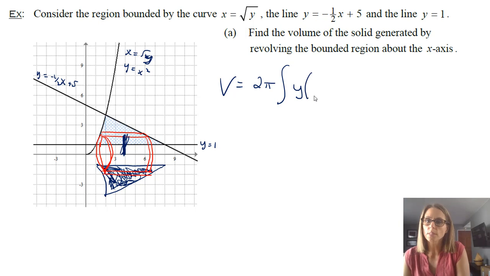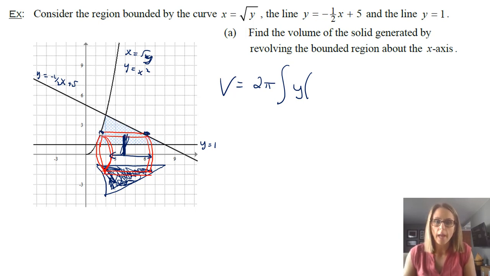Now, in terms of this distance, that's what gets you thinking that you're going from here to here. And that distance is the difference between two different functions. You can see that y equals negative 1/2 x plus 5 is always on the right, and y equals x squared is on the left. However, these shells need to be in terms of y.